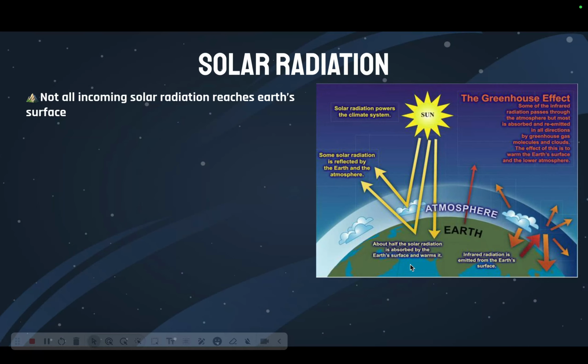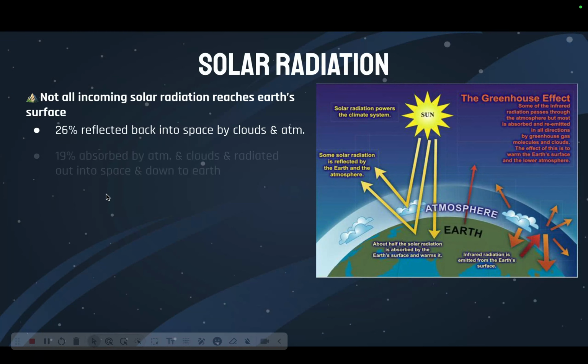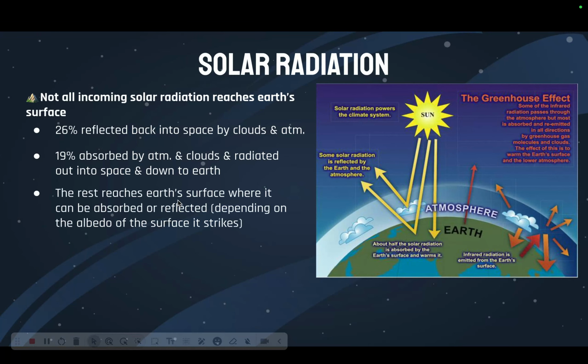So it says about half the solar radiation is absorbed by the Earth's surface and warms it. And then the infrared radiation is emitted from the Earth's surface. When it says infrared radiation, that is actually given off as heat, and that's what we'll experience. So 26% of it is reflected back into space by the clouds and the atmosphere. 19% is absorbed by the atmosphere and the clouds, and it's radiated out into space. That heat just goes out into space.